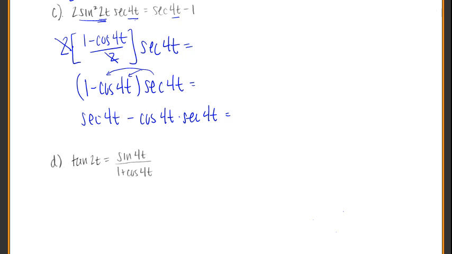Well, there's the secant 4t we need. Cosine times secant, they're reciprocals of each other. You always get 1 right there. So secant of 4t minus 1, and there's our answer.